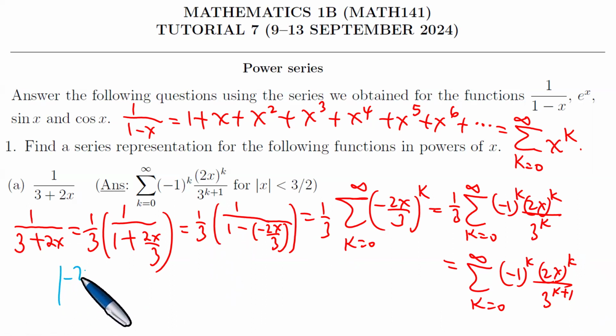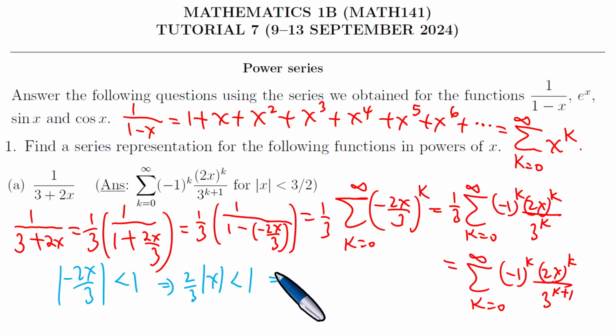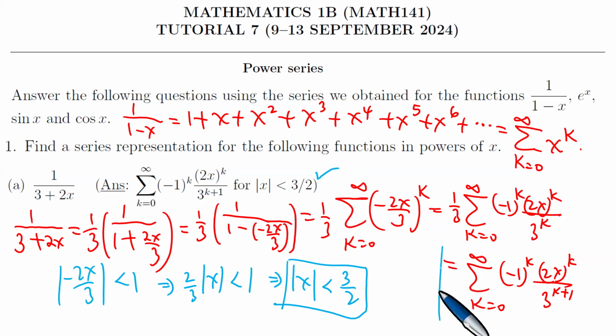Which means you have minus 2x out of 3. For convergence, this one must be less than 1. The absolute value of minus 2x out of 3, and the absolute value would make the 2 out of 3 positive, if the modulus is less than 1. This would mean that the modulus of x is less than 3 out of 2, but also this summation is this.